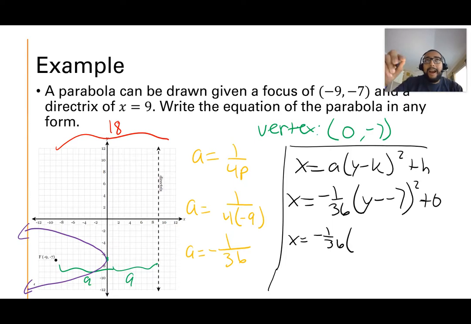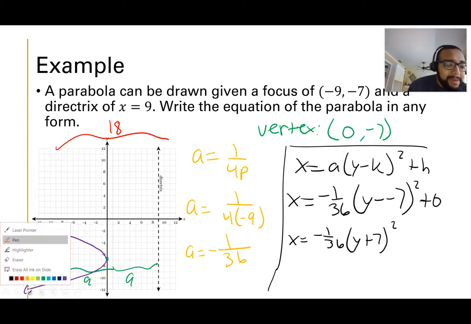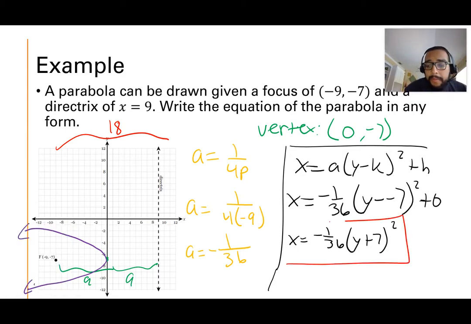So y minus -7 is the same thing as y plus 7. And again, you don't need to include that +0. I mean, you can if you want to, but that'd be just being extra at that point. Again, our a needs to be negative because we're opening to the left.